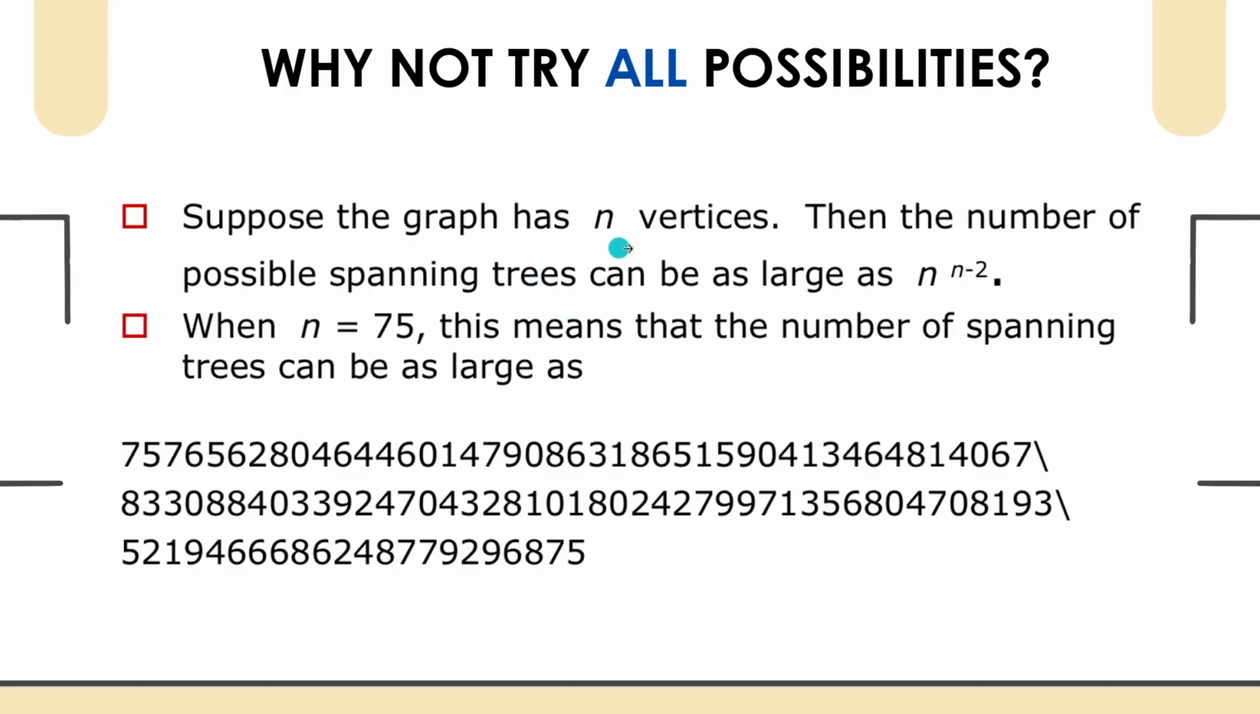One of the questions that may arise at this point is, why not try all possibilities in order to build a minimum spanning tree? For instance, if we assume that the graph has n vertices, then the total number of spanning trees that can be constructed with such a graph would be n^(n-2), where n represents the number of vertices in that graph. Say if we take a value of n as 75, then it comes to a huge number like this, and in such a case it is not wise to try out all possible spanning trees for a graph.